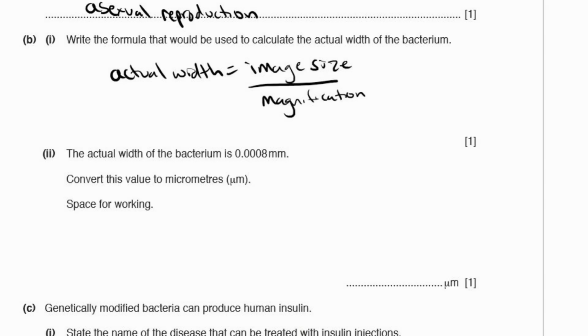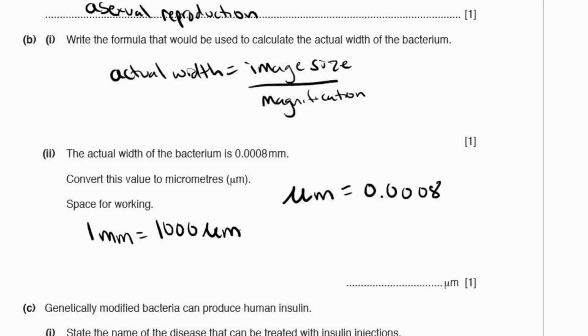2. The actual width of the bacterium is 0.0008 millimeters. Convert this value to micrometers. So 1 millimeter equals 1,000 micrometers. Okay, so if we want micrometers, that equals 0.0008 millimeters times 1,000 micrometers per millimeter.